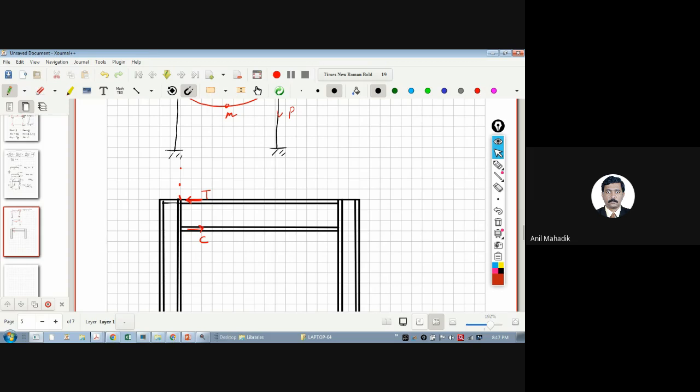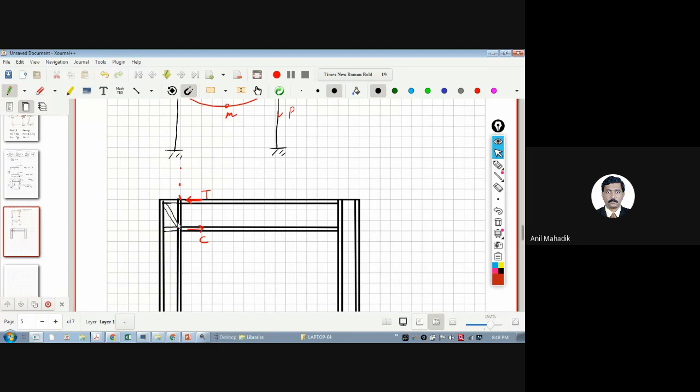We put plates like this. Okay. So that will transfer to this. Then on the compression side also we provide one plate here. And if the depth of the beam is more, then we can provide diagonal plates also, stiffeners which are there.